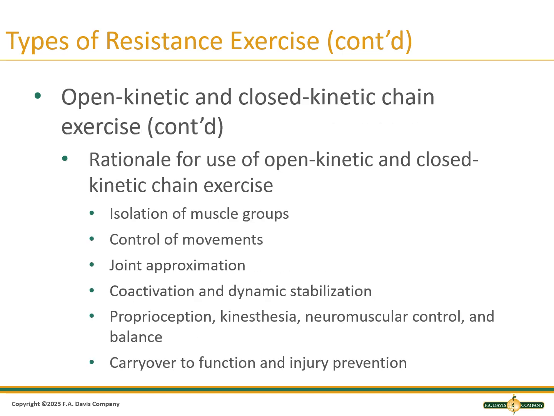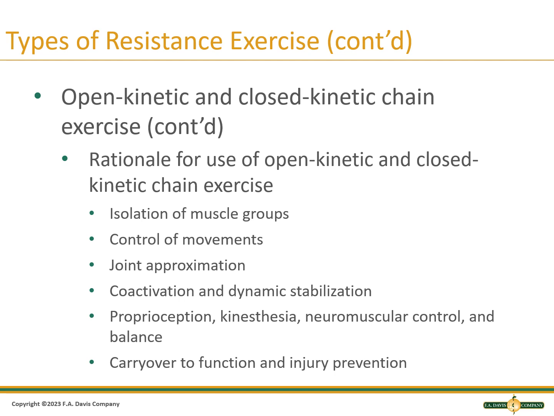When determining which exercise type to use, we can ask ourselves a couple of different questions. And so the first of those is going to be isolation of muscle groups. Am I trying to isolate a specific muscle, or am I trying to isolate a specific muscle group for function and purpose? And so typically, if I'm trying to isolate muscle groups, I'm going to focus on my open chain motions unless there is a deficit to a specific group related to function. When we're looking at control of movements, again, what are my patient's needs? Are they more in an open chain pattern, or are they more in a closed chain pattern?